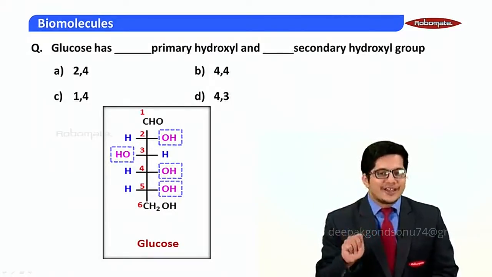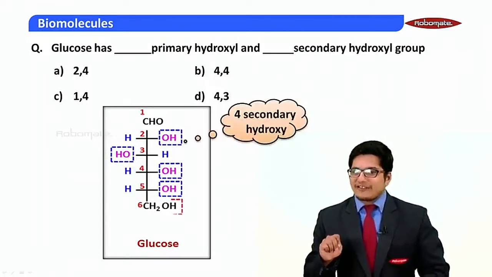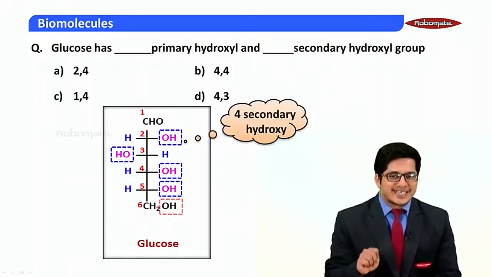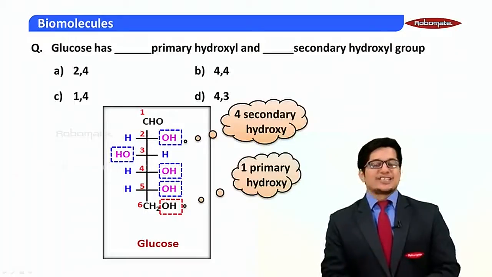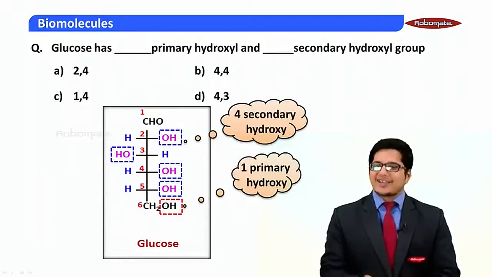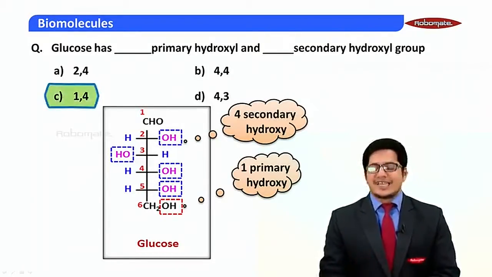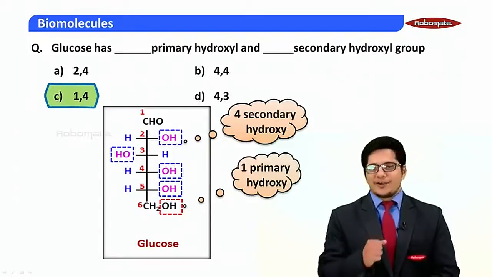There are 4 in number. So are there 4 secondary hydroxy groups? Yes. And now, what about primary? It is 1. So what is our correct option? Our correct option would be C, that is 1,4.